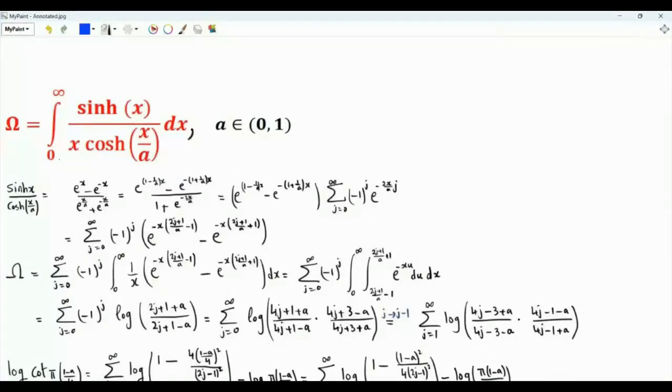A is a parameter between 0 and 1. We are interested in the integral from 0 to infinity of the hyperbolic sine of x divided by x times the hyperbolic cosine of x over a. Let's start by writing this ratio explicitly in terms of exponentials.